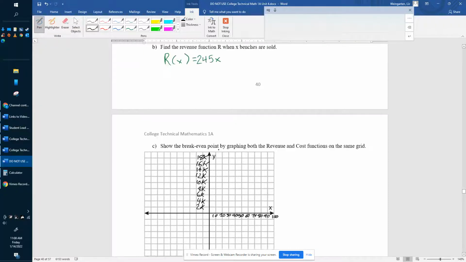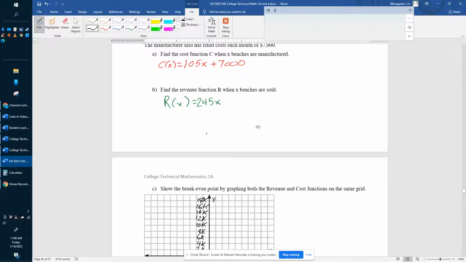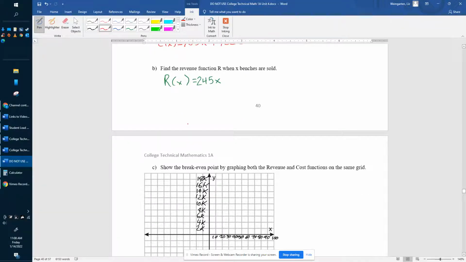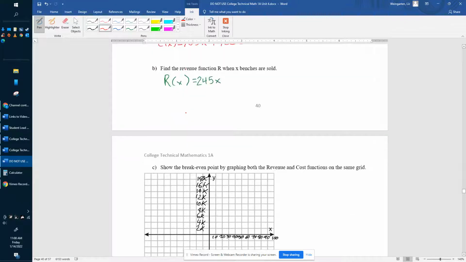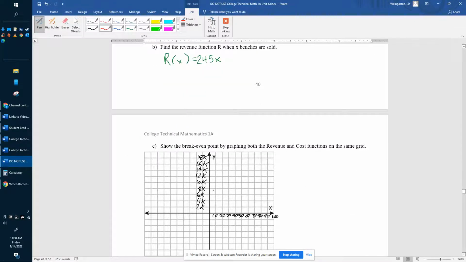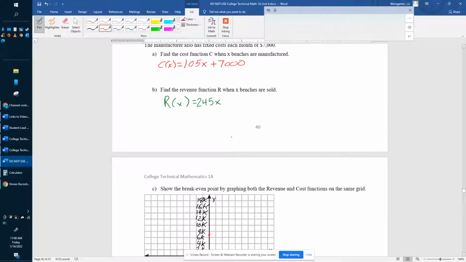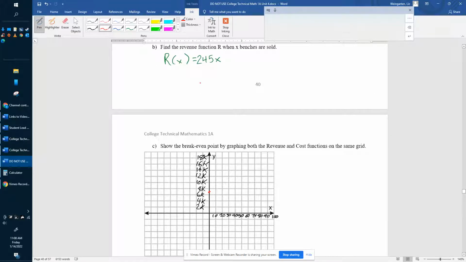So graphing our cost function, we wrote it in red, let's graph it in red. I'm going to start with the y-intercept. So when they don't make any benches, their cost still is $7,000. So this is going to be our y-intercept right here. Now what if they built 10 benches? We would get 1050 plus 7,000, which would be 8,050. So right about here.